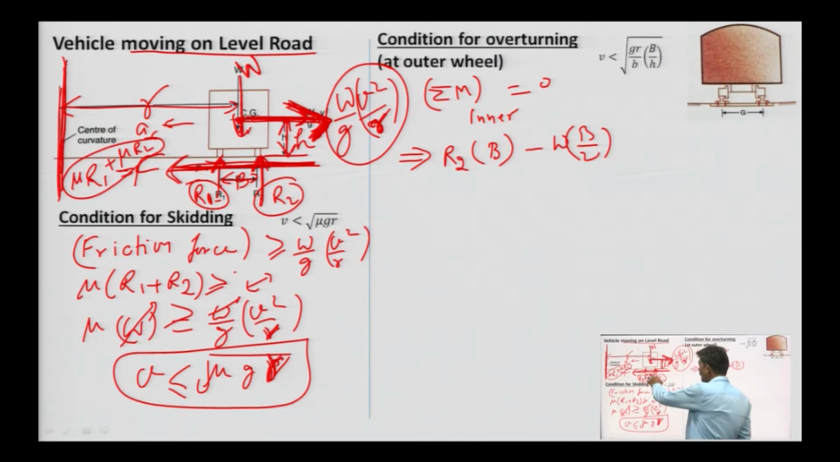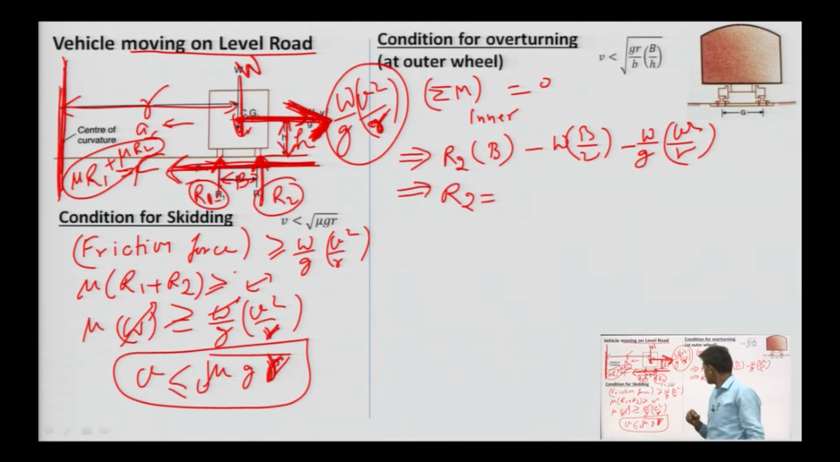And the moment due to this one force will be this force multiplied by this height, and it is rotating in the clockwise direction. So, that's why it is also minus W by g, V square divided by R. So, what is the value of R2 from here?